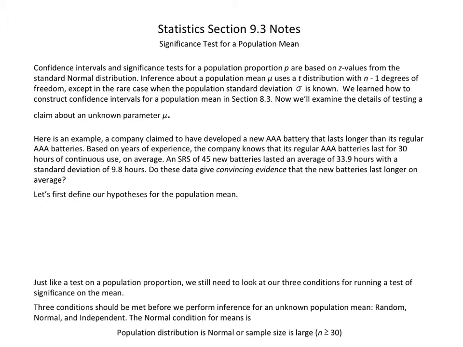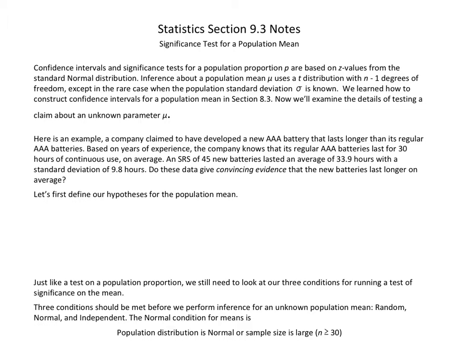So in section 3, we're going to talk about significance tests for population mean. We talked a little bit about confidence intervals when we talked about proportions, but they are actually better with population means. That's because confidence intervals and significance tests for population proportion are based on z-values, but population means use a t-distribution with n-1 degrees of freedom, unless, in the very rare case, we know the population standard deviation.